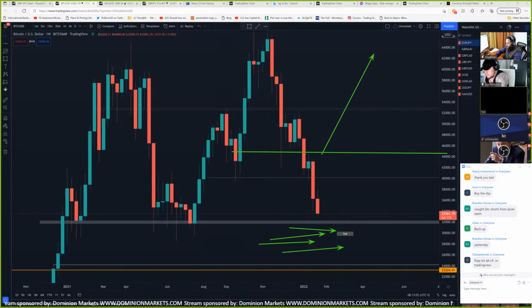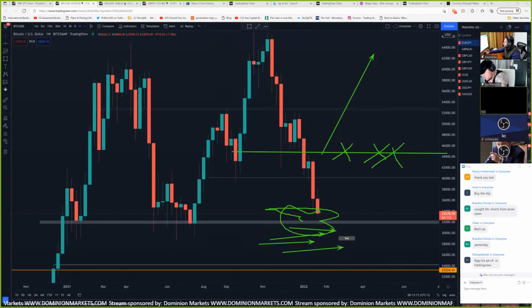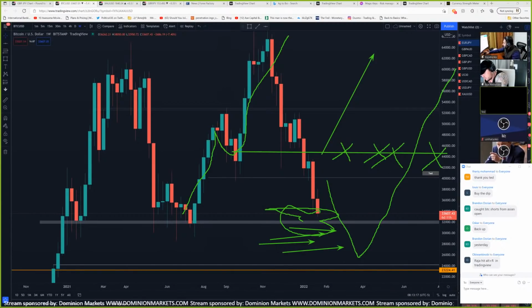Just, if you're holding it long term, if you really think Bitcoin's going to go to the moon, take a buy over here, because once it starts to do all this over here, you know it's going to just continue up. So you bounce here, just buy it over here. Don't try and buy the bottom.